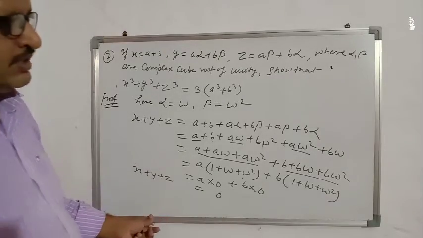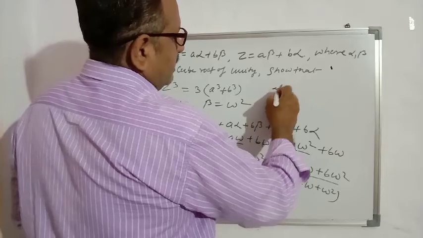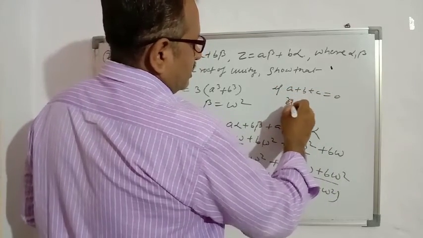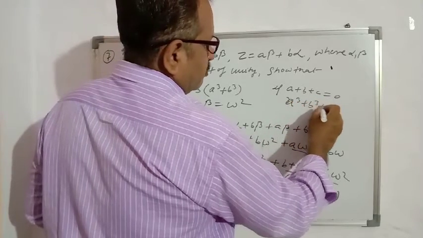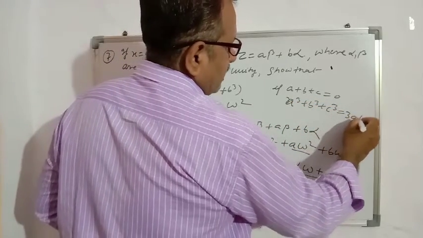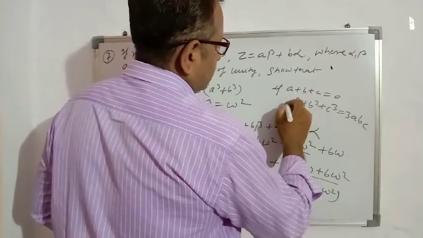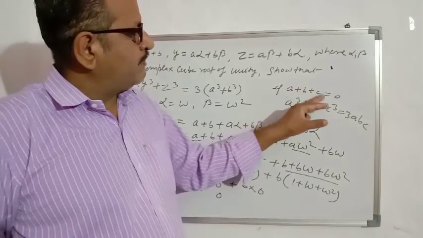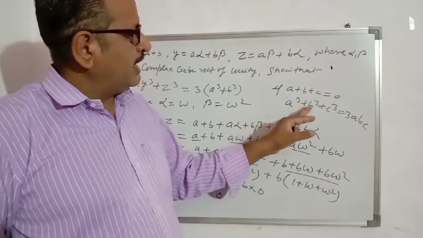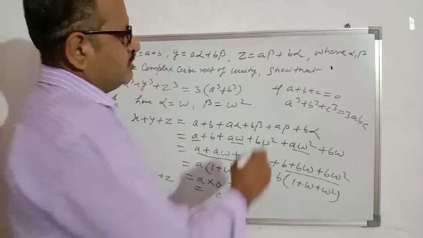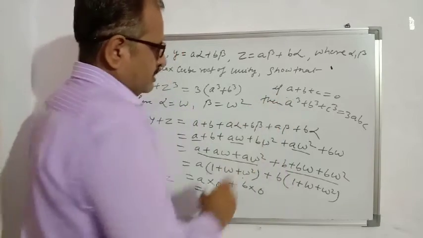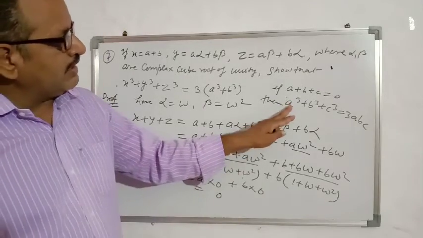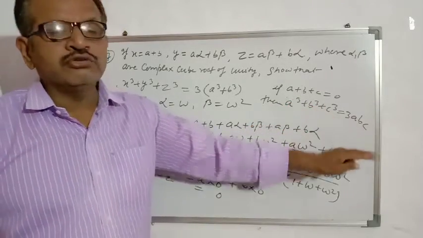We know from the chapter on expansion that if a plus b plus c is equal to 0, then a cube plus b cube plus c cube is equal to 3abc. We know this result. So see here, x plus y plus z is equal to 0. So we can write x cube plus y cube plus z cube is equal to 3xyz.